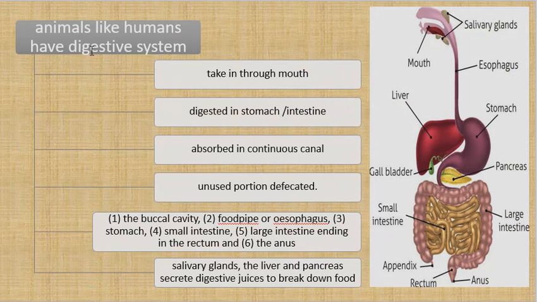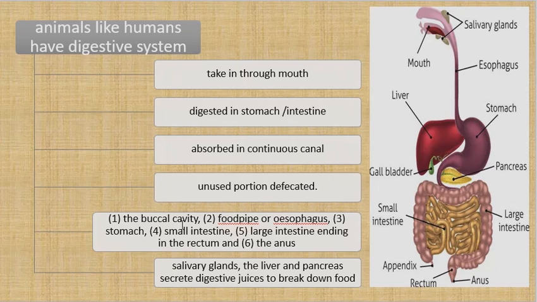Now animals like humans have a digestive system. The human digestive system is a bit more evolved. Animals also have their digestive system. They take the food through the mouth. The food is digested in the stomach and in the intestine. It is absorbed in the continuous canal. It is called the alimentary canal. And then the unused portion is defecated through the anus. The excretory system throws out the waste.